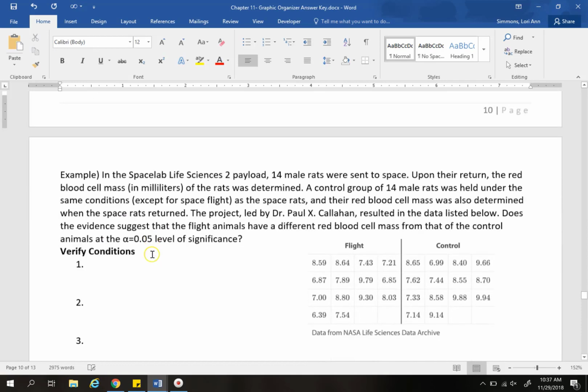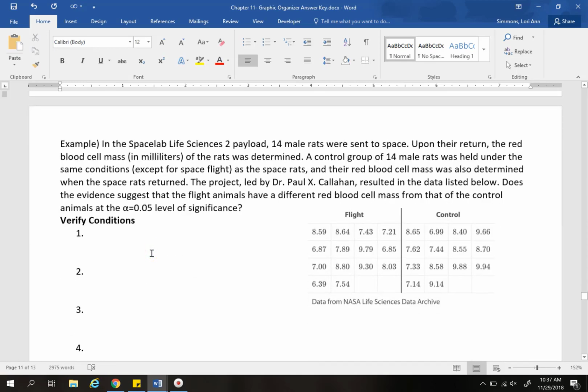So let's look at an example. In the Space Lab Life Sciences 2 payload, 14 male rats were sent to space. Upon their return, the red blood cell mass in milliliters of the rats was determined. A control group of 14 male rats was held under the same conditions except for space flight, as the space rats, and their red blood cell mass was also determined when the space rats returned. The project, led by Dr. Paul X. Callahan, resulted in the data listed below. Does the evidence suggest that the flight animals have a different red blood cell mass from that of the control animals at the alpha equals 0.05 level of significance?